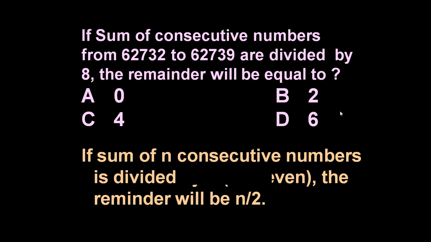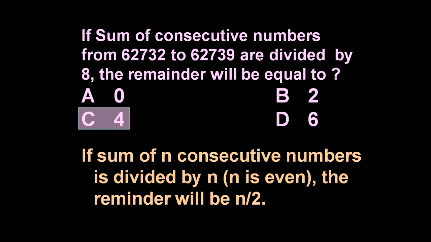Friends, there is a shortcut. Just if you see the concept, the sum of n consecutive numbers is divided by n. If n is even, the remainder will be n by 2. If you see here 32, 33, 34, 35, 36, 37, 38 and 39, total 8 consecutive numbers are there.